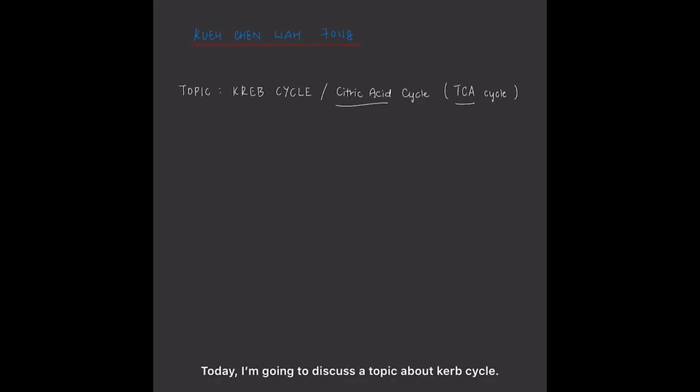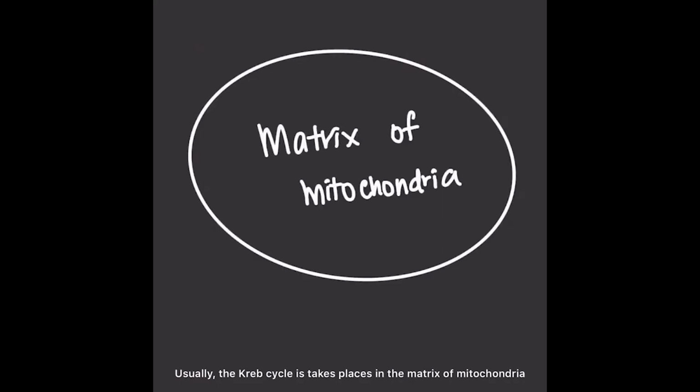Today I'm going to discuss a topic about the Krebs cycle, also known as the citric acid cycle or tricarboxylic acid (TCA) cycle. This Krebs cycle is used by aerobic organisms to produce energy through a series of chemical processes by oxidation of acetate. Usually, the Krebs cycle takes place in the matrix of the mitochondria.